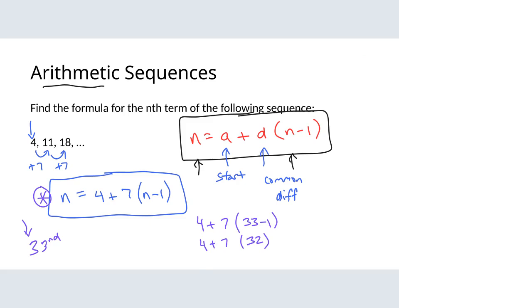So 32 times 7 would be 224, and so the 33rd term of this sequence would be 228 if we were asked for it. I certainly don't want to list them out to the 33rd term, but that's what we would do to get a formula for the nth term of an arithmetic sequence. Our general format looks like this, and the way that we write one looks like that. Are there questions about coming up with a formula for the nth term of an arithmetic sequence, or what an arithmetic sequence is? It's when we have a common difference between the terms.